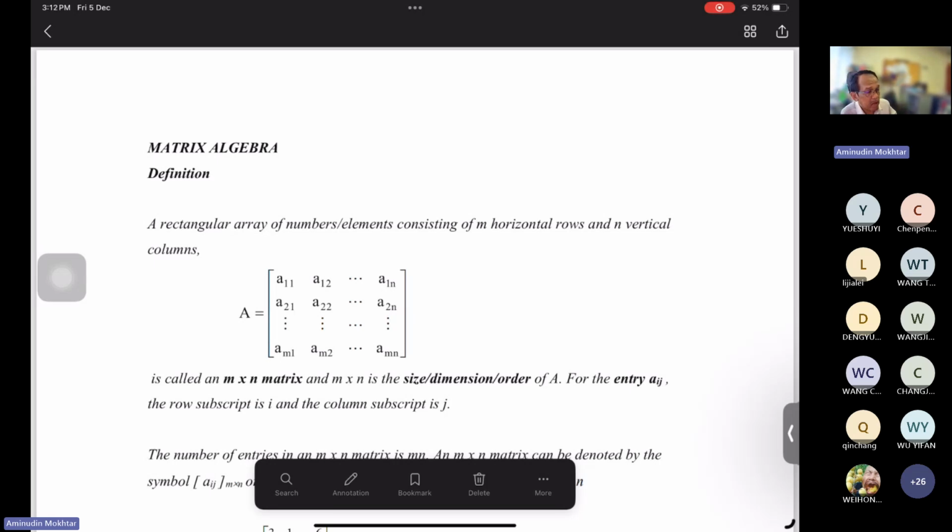But for today, I will explain about what is matrix algebra. This topic will be included. It's one of the topics that will be tested in your final exam.